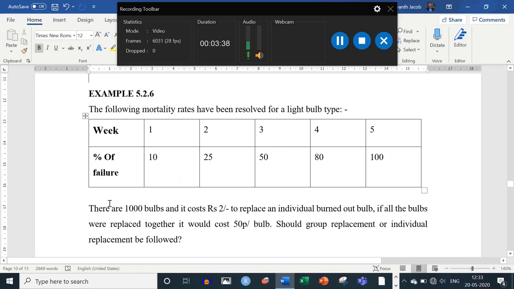There are totally 1000 bulbs. And if I keep replacing one bulb at a time, or the number of bulbs as they fail at a time, then it costs me 2 rupees to replace bulbs as and when they fail. But if I were to buy them in bulk, let's say I use quantity discount and I buy all 1000 bulbs together, then I get it at a price of 50 paise per bulb. If it's individual purchase, it's 2 rupees per bulb. So the question is, do I follow group replacement, or do I replace the bulbs as and when they fail? Now we will try both options and see which is more economical of the two.